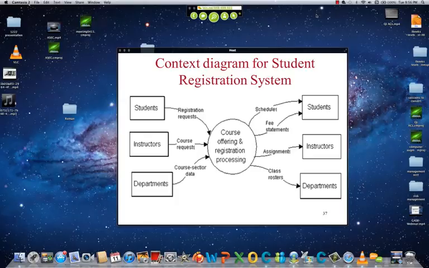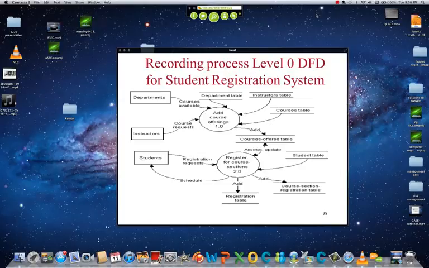Then, this was just the context diagram. Now there is the 0 DFD. So there is a 0 DFD for the recording process. Okay, guys, 0 DFD for the recording process.